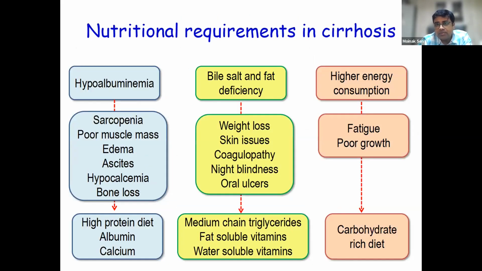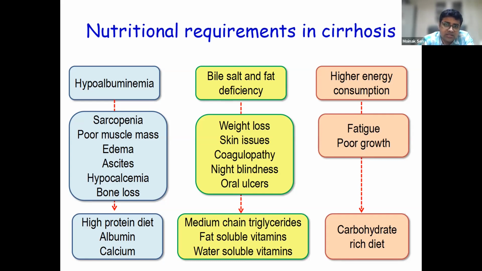When you have nutritional requirements in cirrhosis, number one is hypoalbuminemia. That is contributed by the sarcopenia. It is caused by poor protein mass, muscle mass. It can present in the form of edema, ascites, hypocalcemia, bone loss. And the therapy for that is a high protein diet, albumin and calcium.